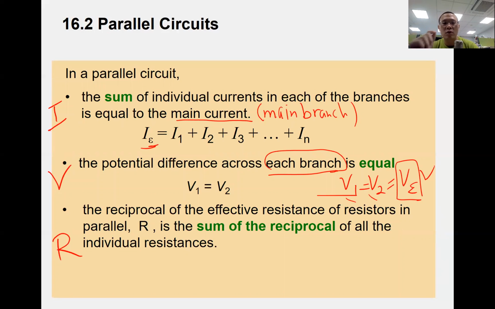But one thing for sure is that I know for each branch, the potential difference is always the same because they are always having the same two points, VXY. They are always the same one. So I do know that the branches are always the same.